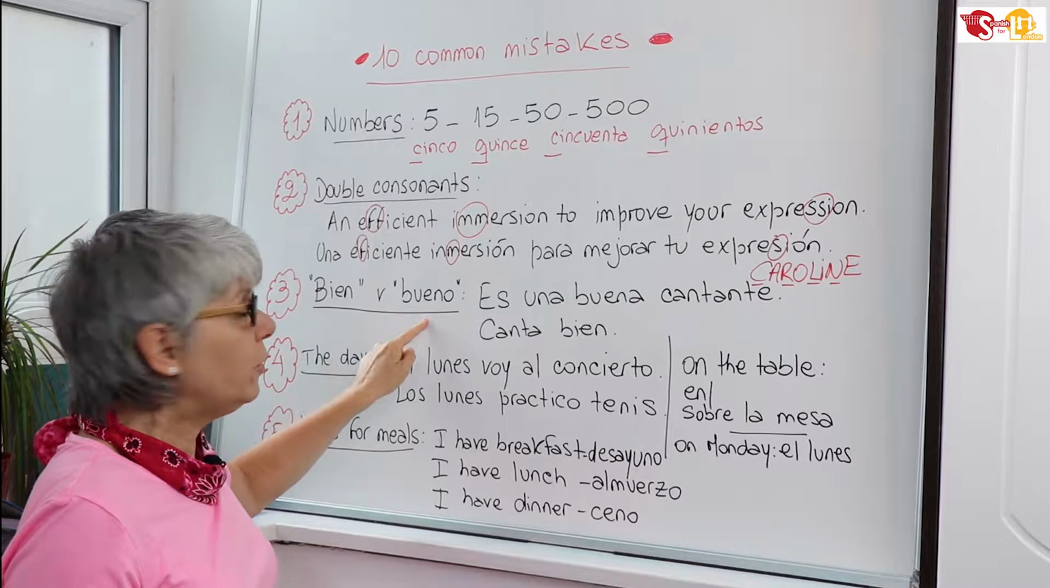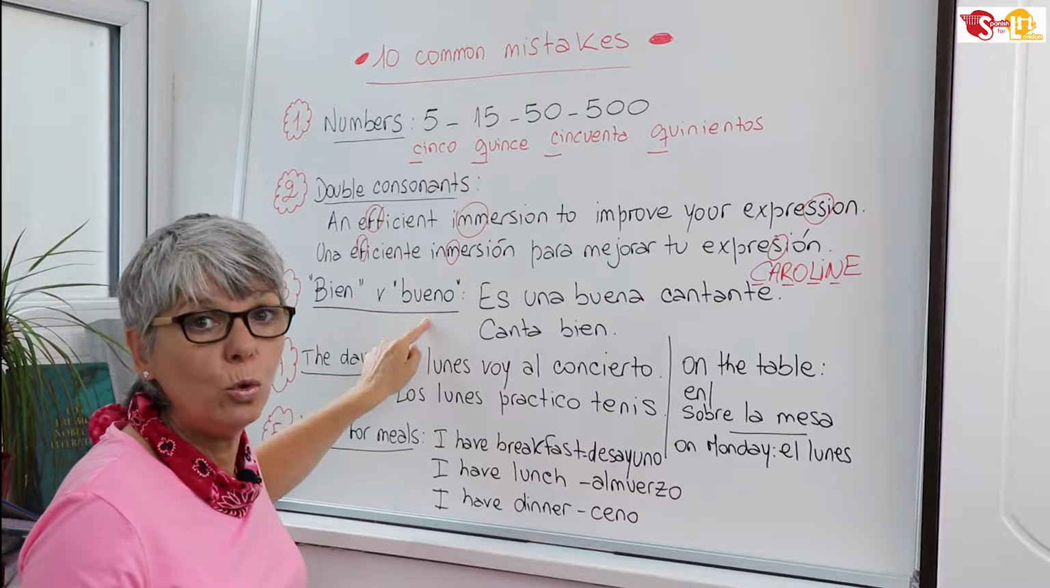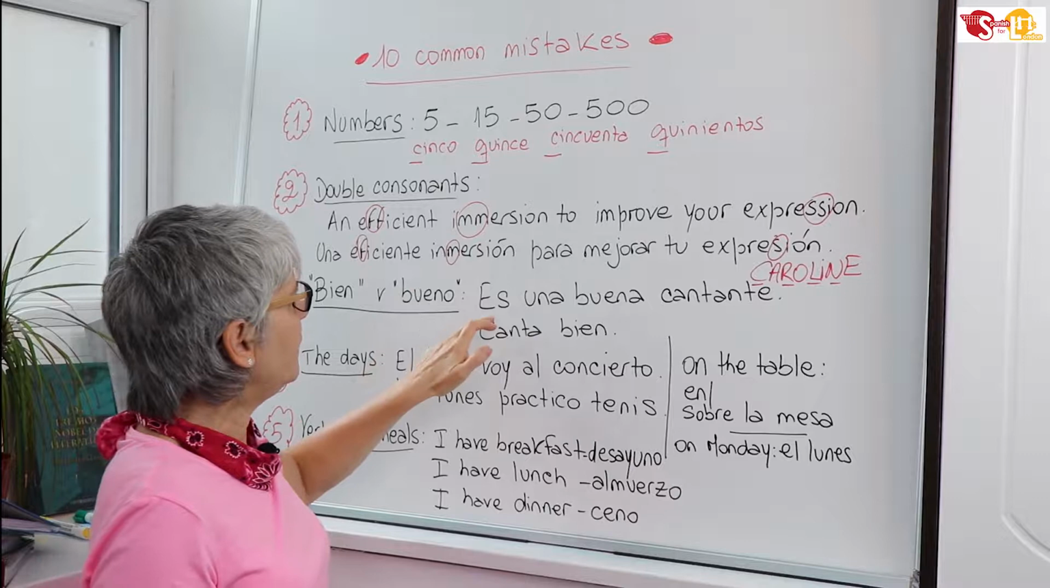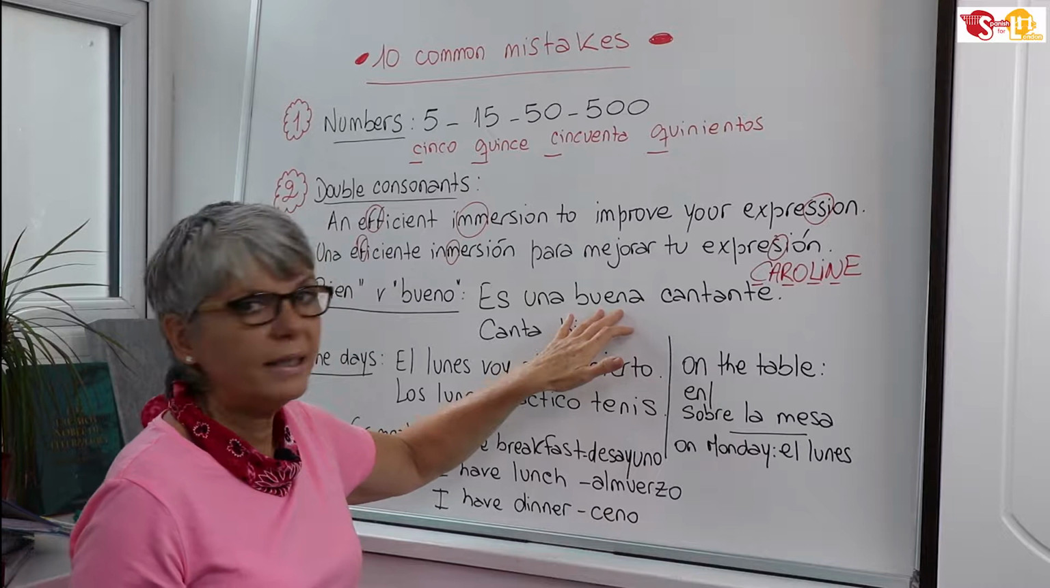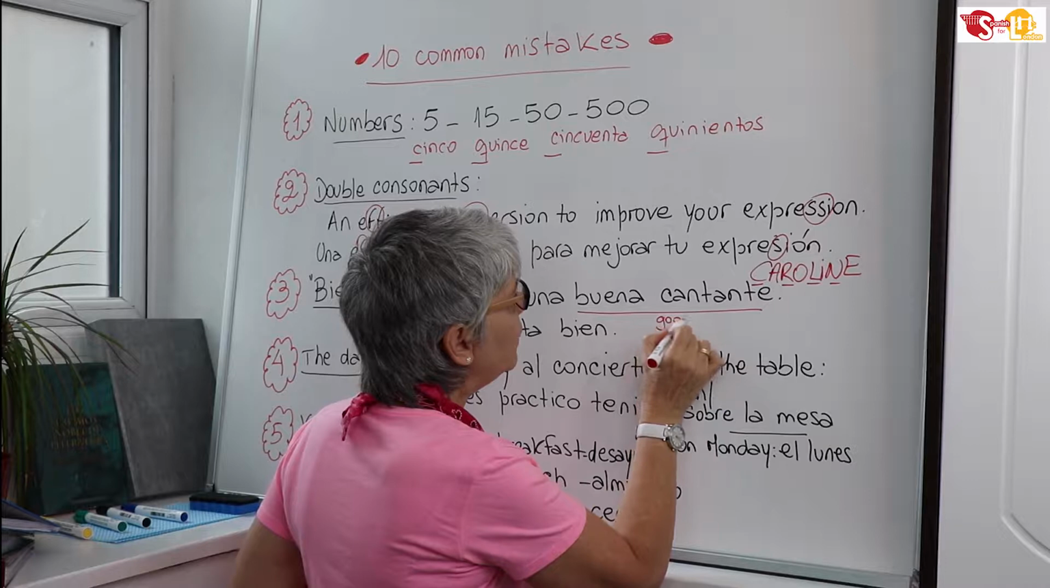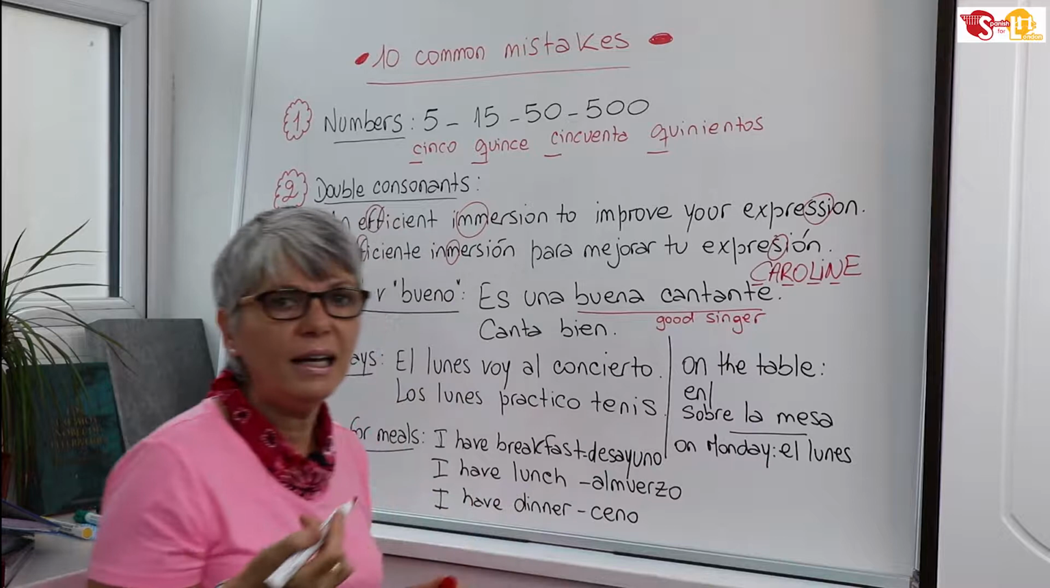Bueno, or its counterpart, buena, which is the feminine form, is good. So, this is an adjective, this is an adverb. So, if I say, for example, she is a good singer, ella es una buena cantante, I put buena because I'm saying a good singer. Or he is a good singer. Él es un buen cantante.